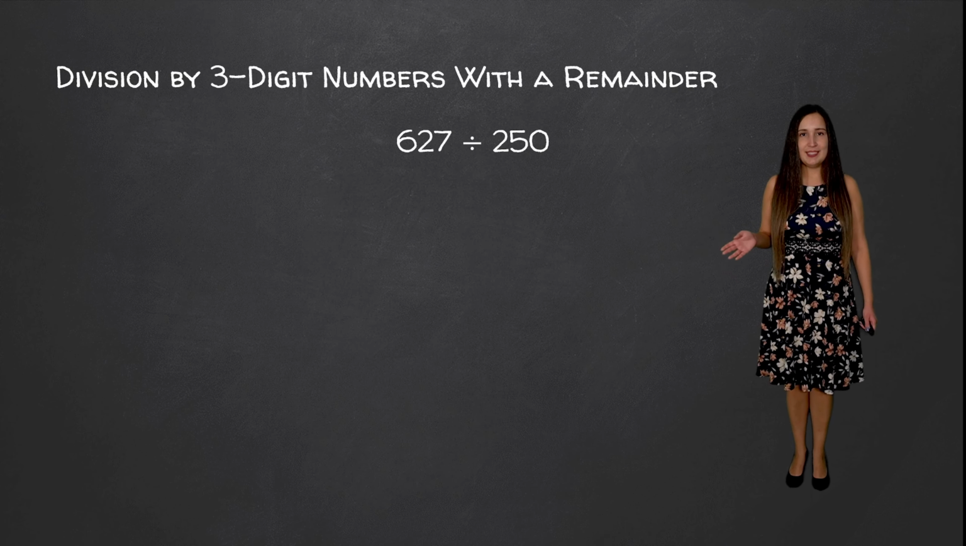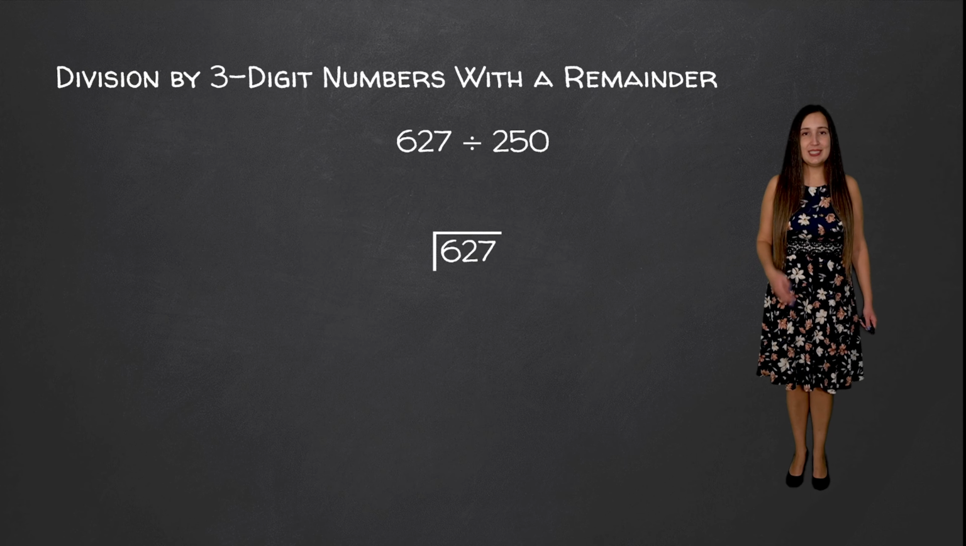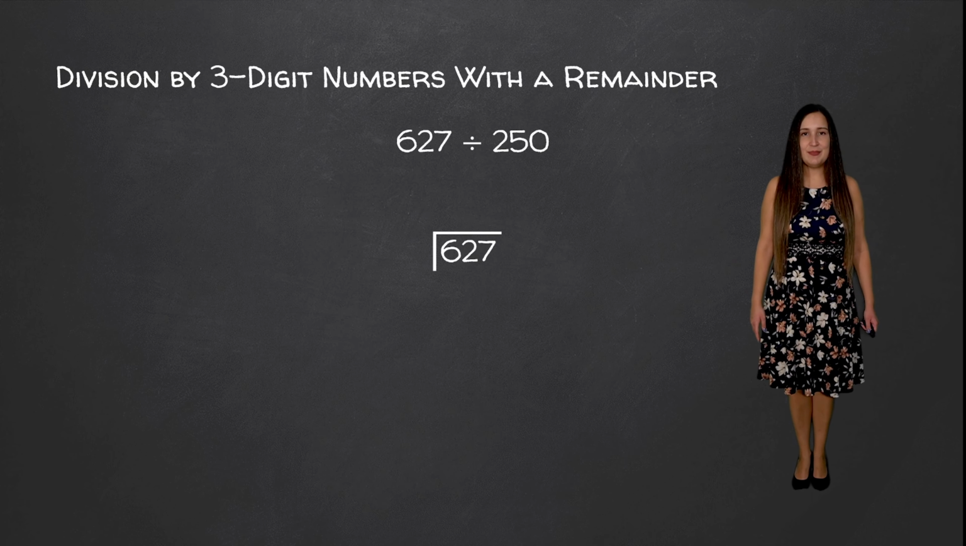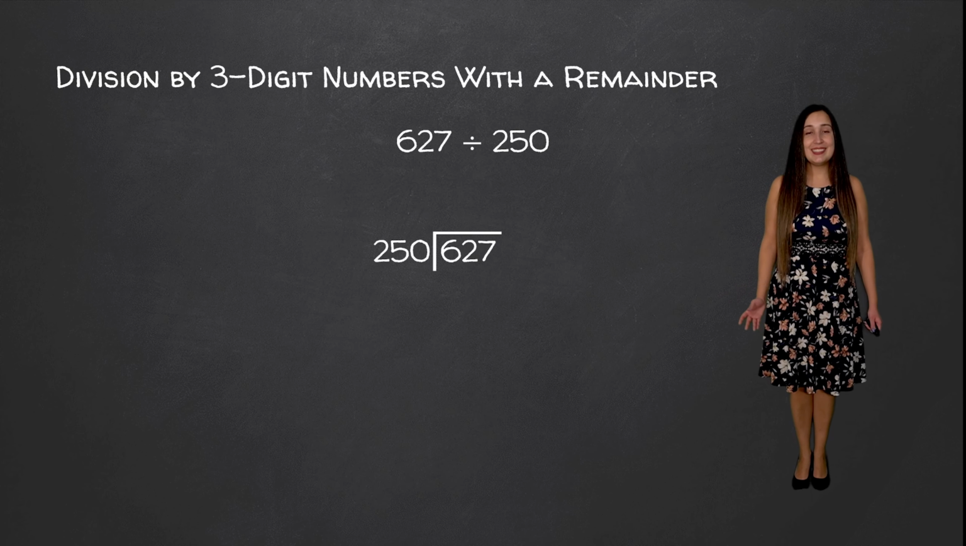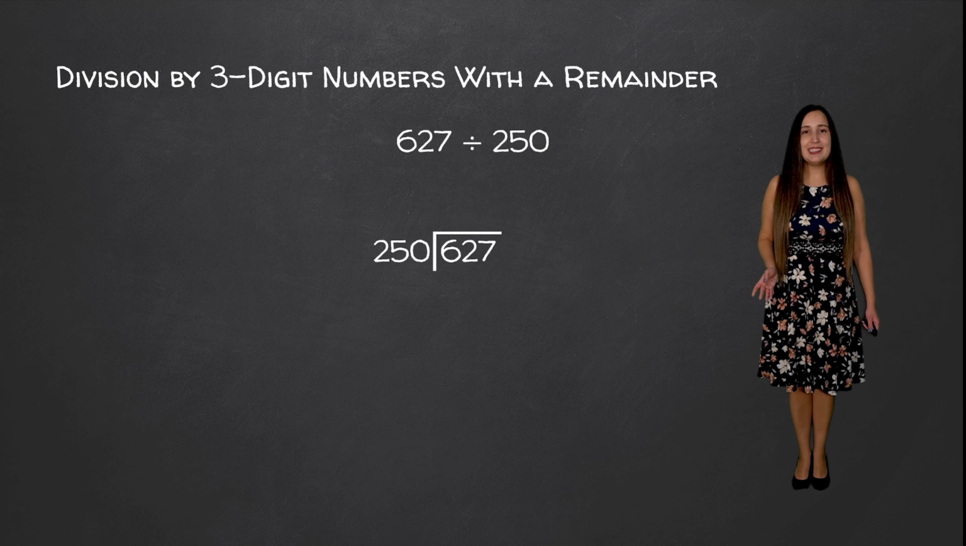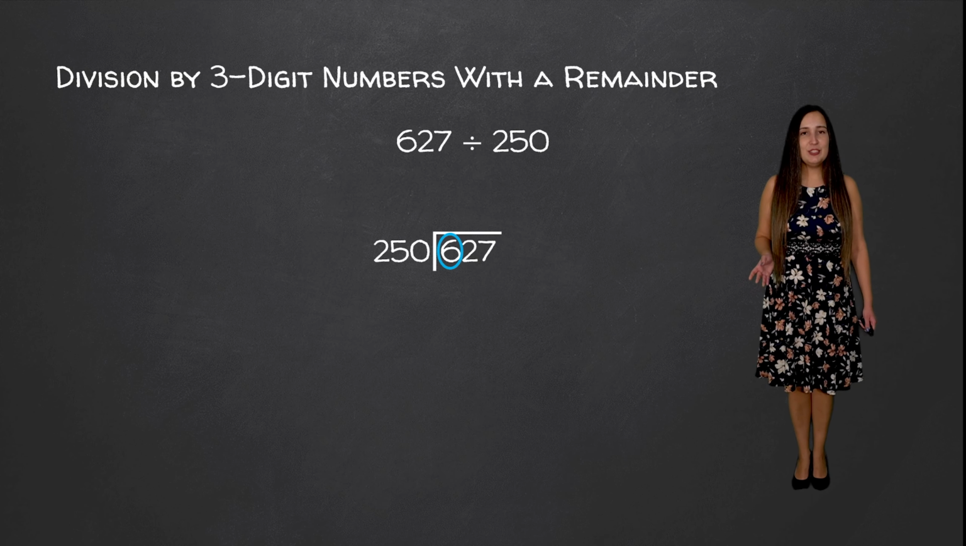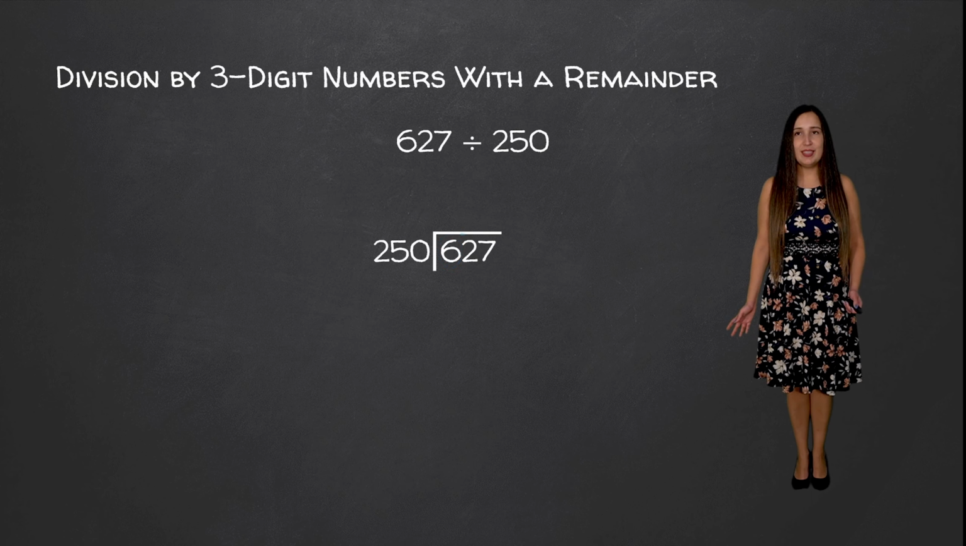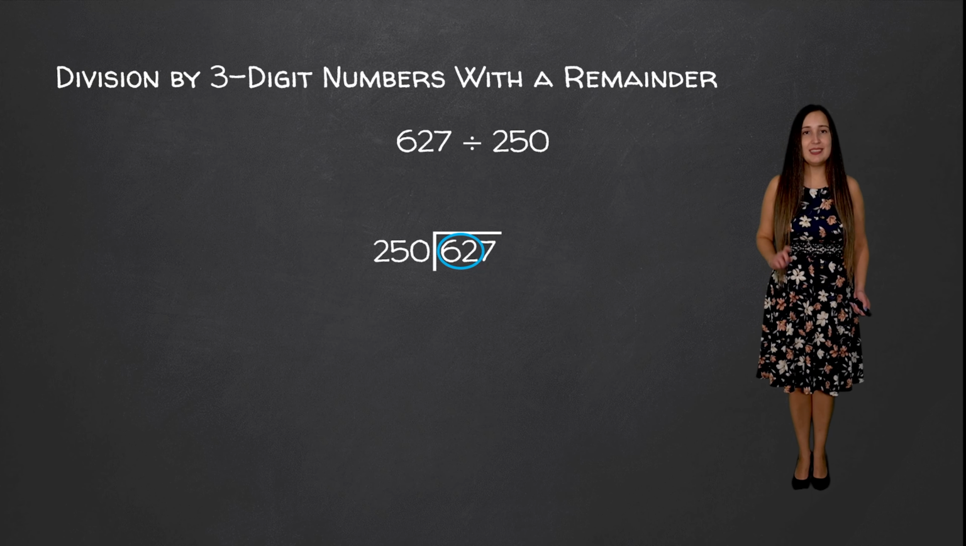Now, before we begin solving this, we are going to write it using long division. That means that 627 goes on the inside since it's our dividend, and 250 goes on the outside since that's our divisor. First, we're going to see how many times 250 goes into 6. And well, 250 times 0 is 0, and 250 times 1 is 250, and that's too large. So now we're going to see how many times 250 goes into 62. And for the same reason, it does not go into 62 because 250 times 1 is too large.